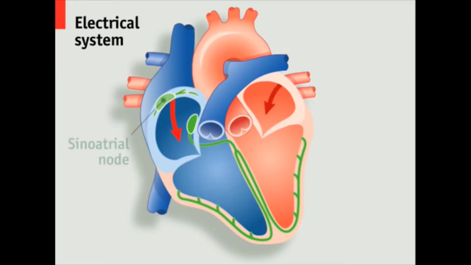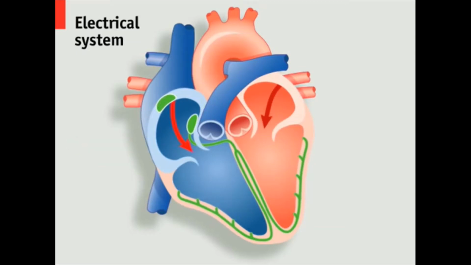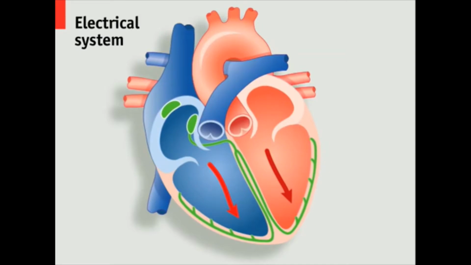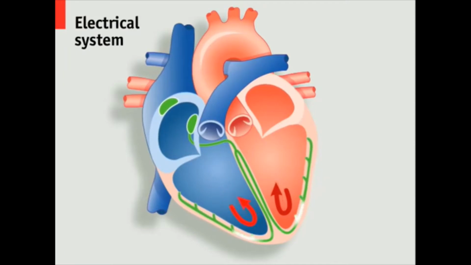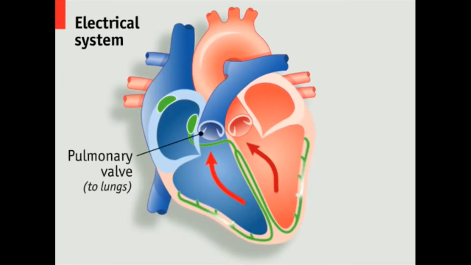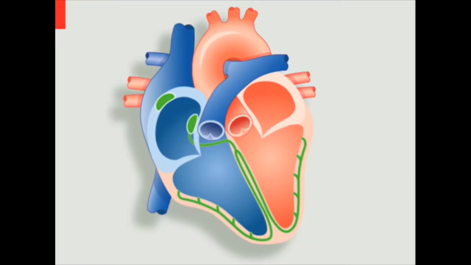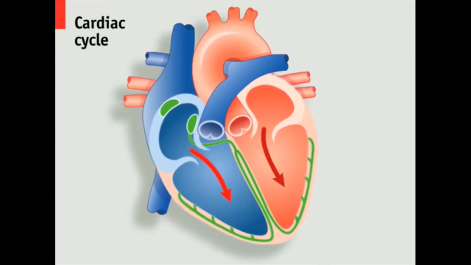An electrical signal from the sinoatrial node then causes the atria to contract, forcing blood into the ventricles. The electrical signal is then picked up by the atrioventricular node and directed into the Purkinje fibers in the ventricle walls, causing the ventricles to contract. The blood is then pumped through the pulmonary valve on the right to the lungs and the aortic valve on the left to the rest of the body. These valves close and the cycle then restarts.